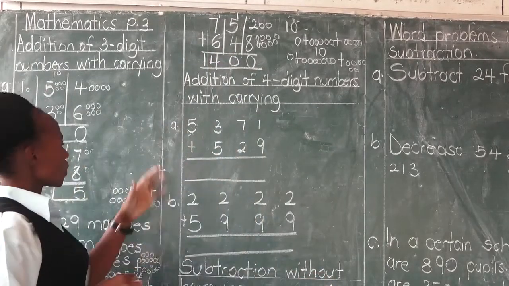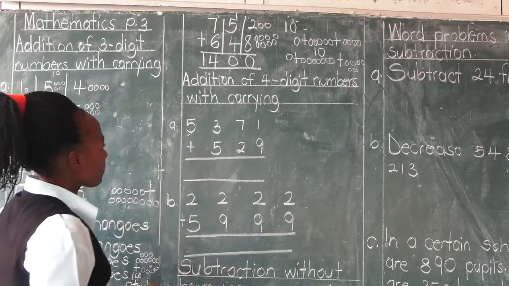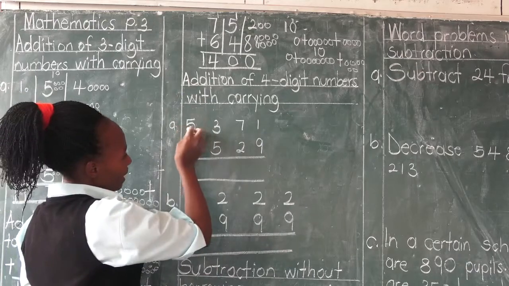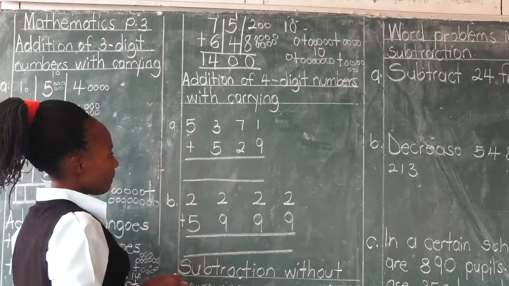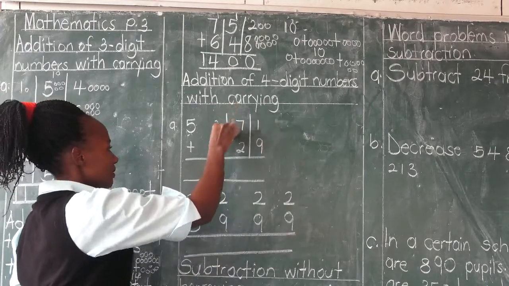Okay? Now let's also look at those ones with 4 digits when we are going to carry. Here we have 5,371 plus 529. Our line is in the middle first.